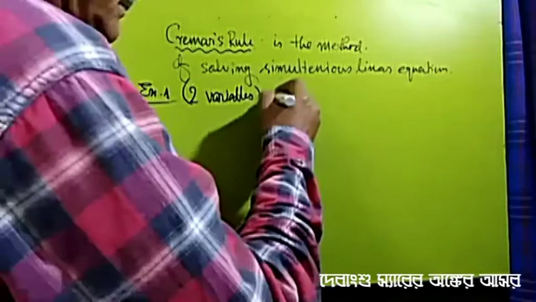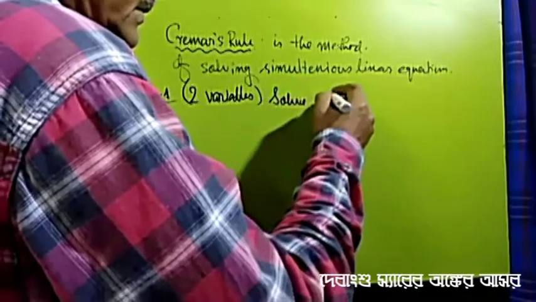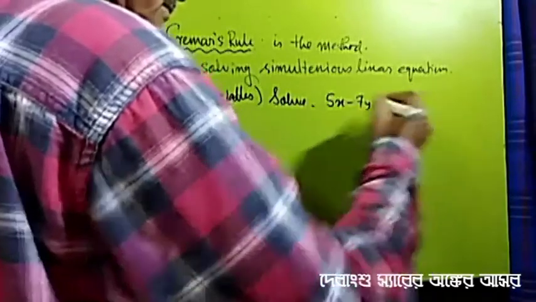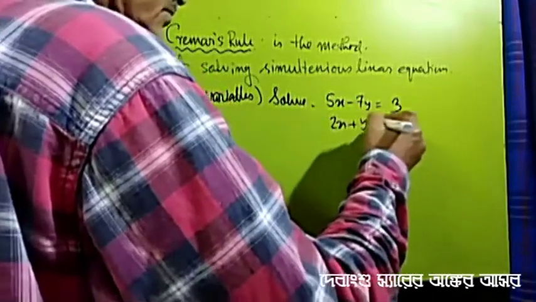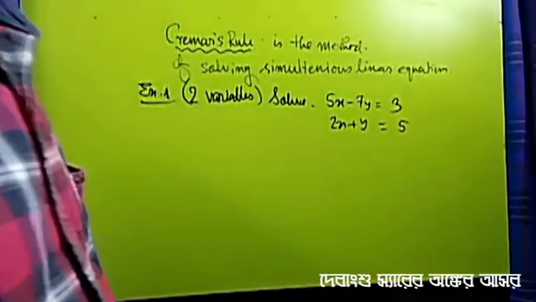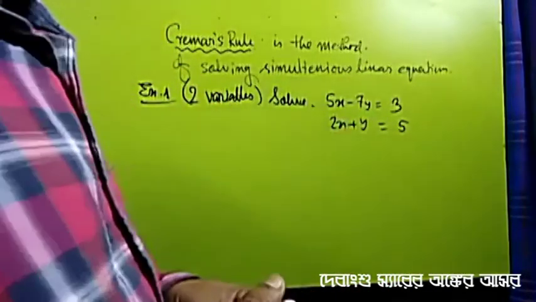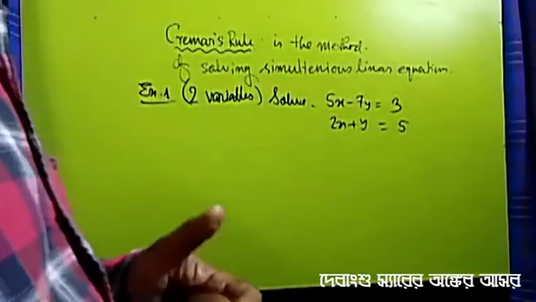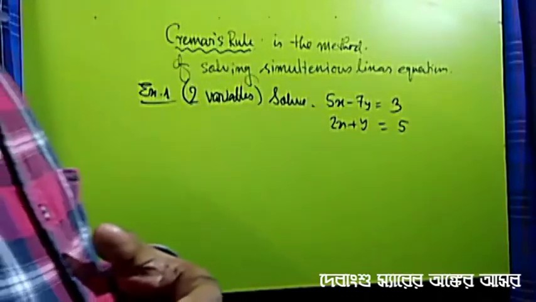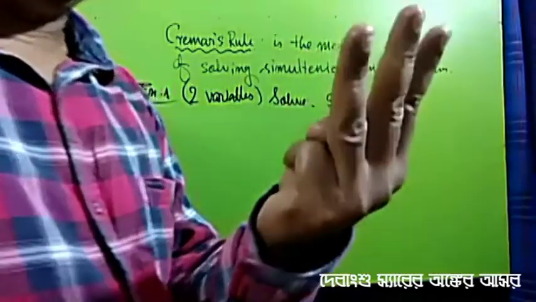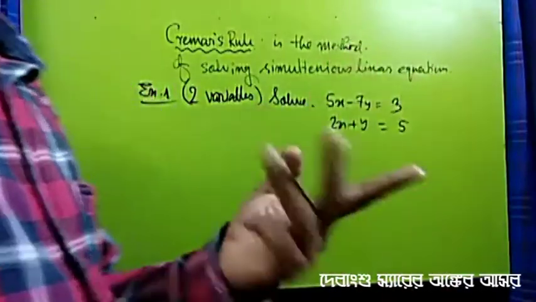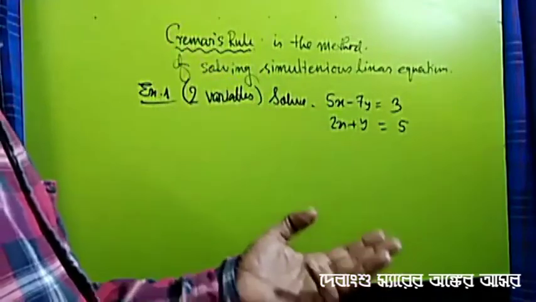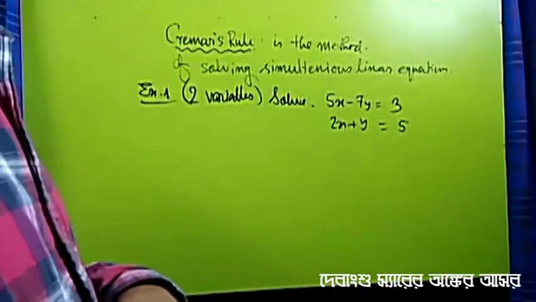Two variables. The question will be: solve 5x minus 7y is equal to 3, 2x plus y is equal to 5. This kind of problem you solve in class 9. You solve this by three different methods. First, elimination. Second, cross multiplication. And third, graph.